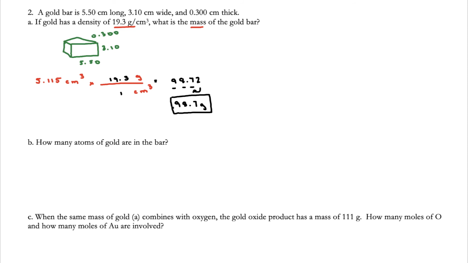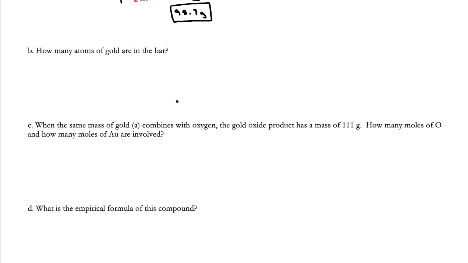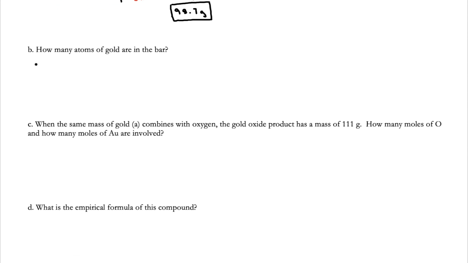For the next one, it now says how many atoms of gold are in that bar? Well, I know the mass of my gold. It's 98.7 grams, okay? And it's asking me now to convert that mass into atoms. So I first have to go into my central unit, which is the mole. So I'm going to put grams on bottom, and I'm going to put moles on top. I'm in moles. I'm going to keep going. I'm not going to stop to plug in values quite yet. I need to get out of moles, and it's asking me to get into atoms. So I'm going to put atoms on the top.